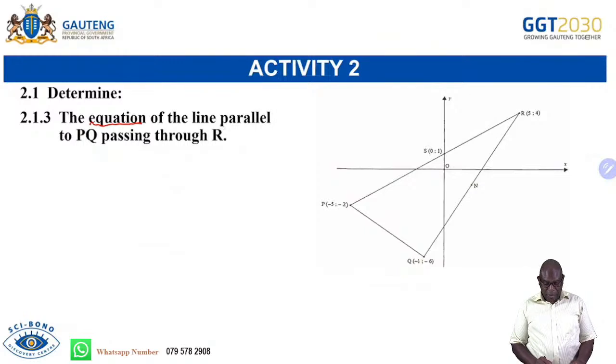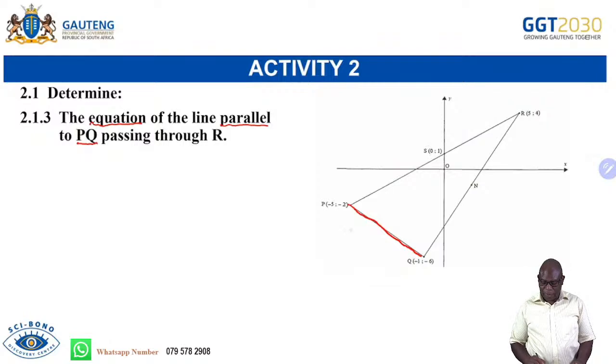Now, the other thing is the parallel. What do I know about parallel lines? Parallel lines are lines that have got the same distance in between, and they will not meet. Which means I need to draw a parallel line to PQ. So here's my PQ.